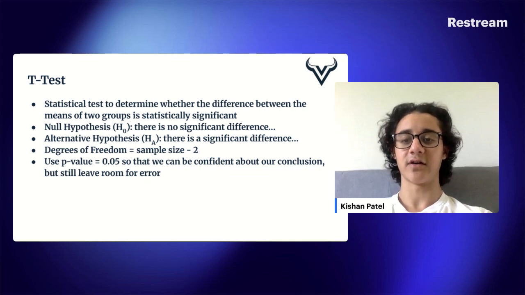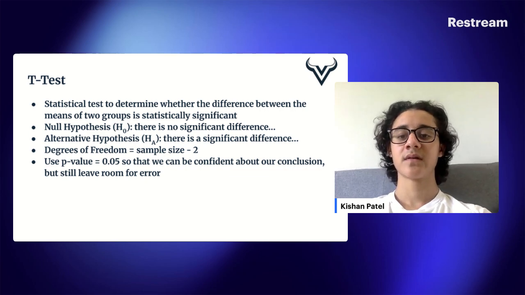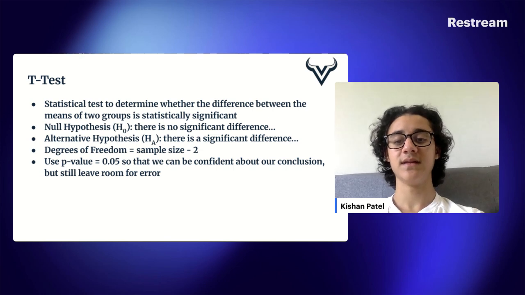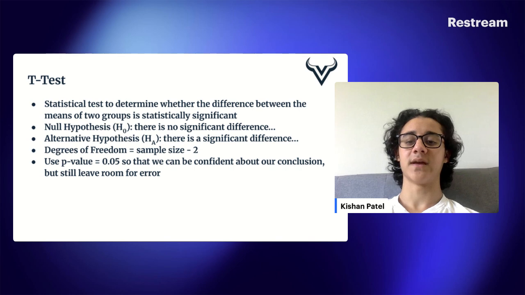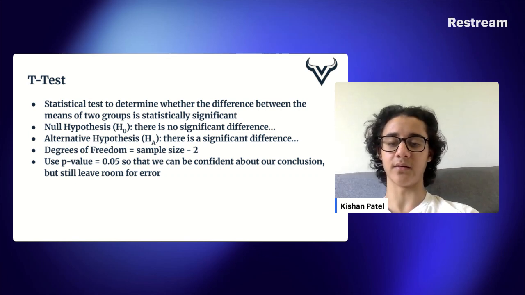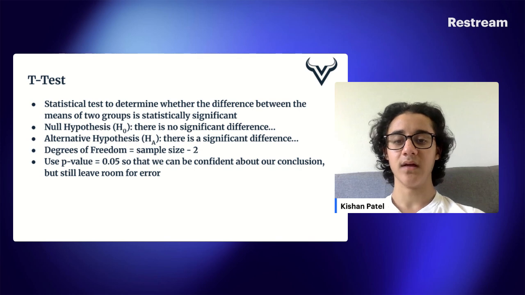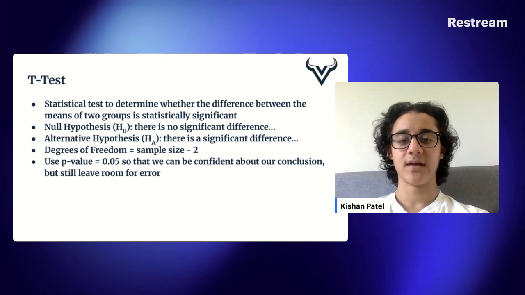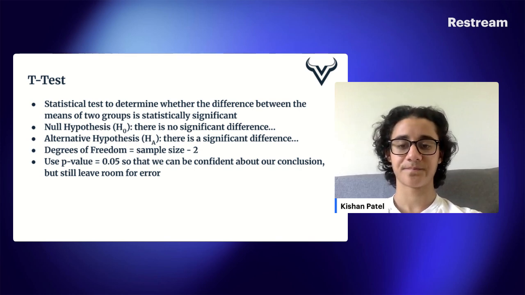Okay, first test we're going to talk about out of 3 is the t-test. This is a statistical test to determine whether the difference between the means of two groups is significant. So we're going to talk about two concepts. One is the null hypothesis, and one is the alternative hypothesis. The null hypothesis states that there would be no significant difference. These are just two potential guesses as to what the outcome would be of the test. Conversely, the alternative would be that there is a significant difference.